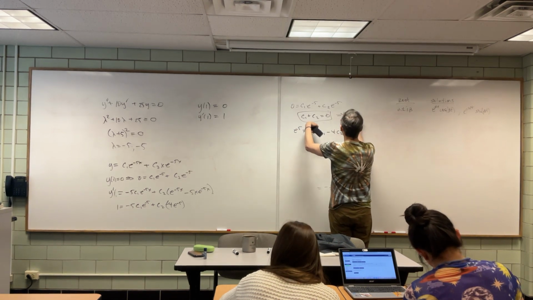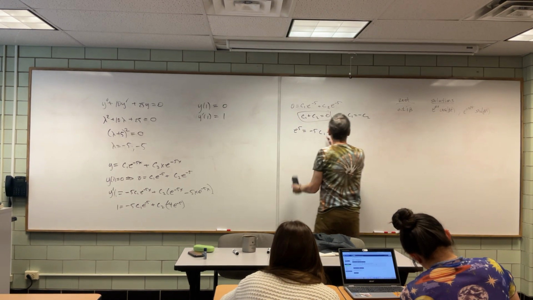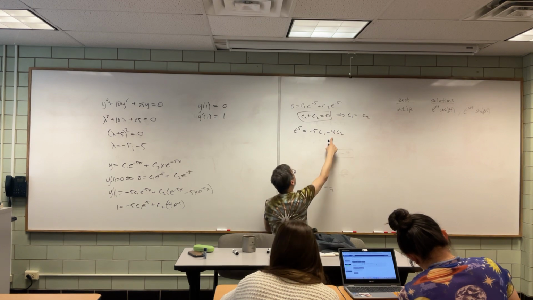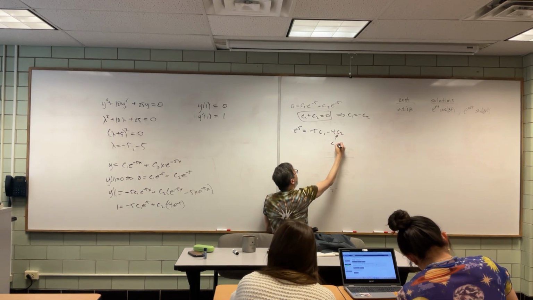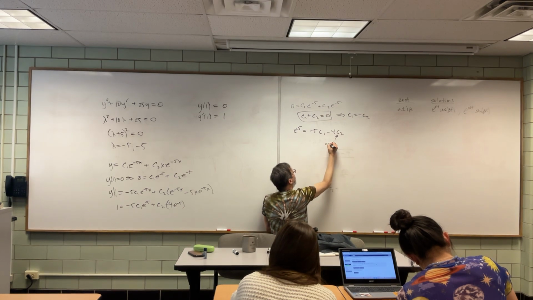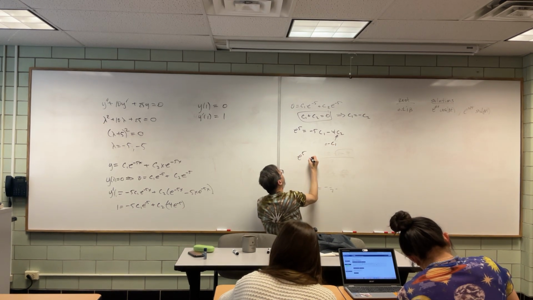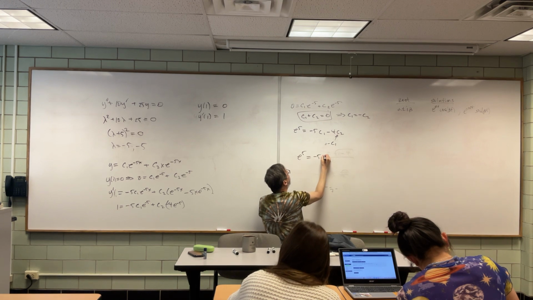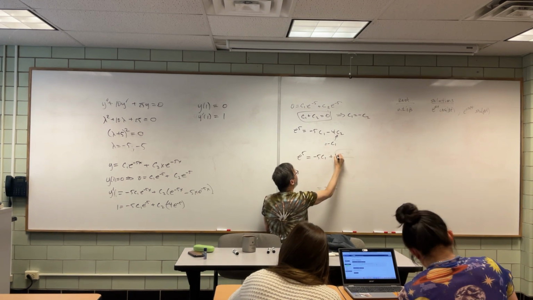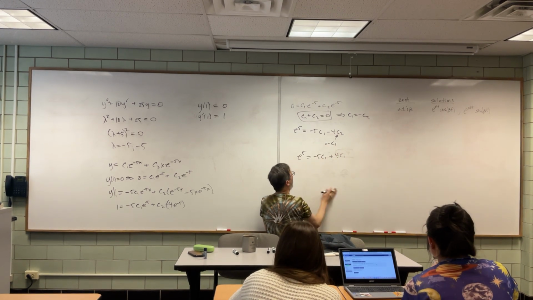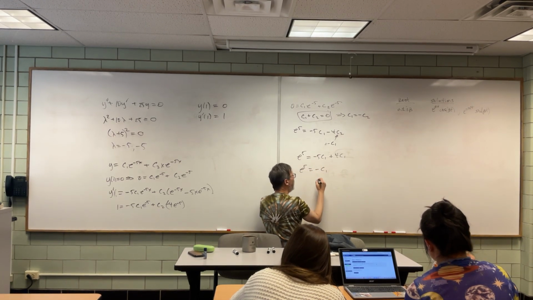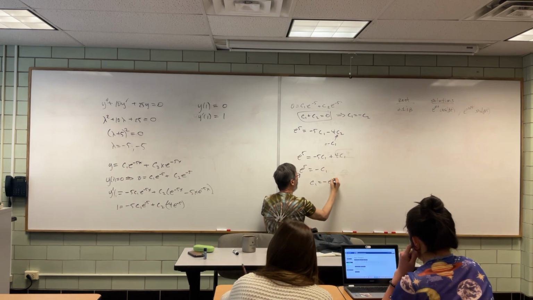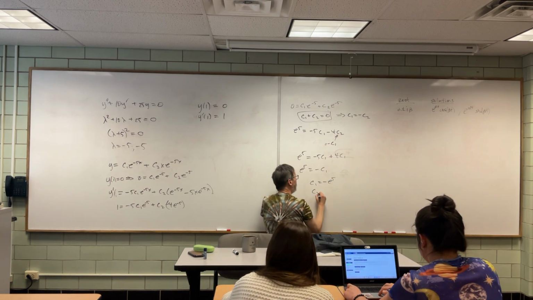But check this out. C1 is equal to negative C2, so you can easily convert this. I'm going to replace C2 with negative C1. So this equation becomes e to the fifth equals negative 5C1 plus 4C1. Oh my God, that's so nice. E to the fifth equals negative C1. C1 equals negative e to the fifth. C2 is the opposite.